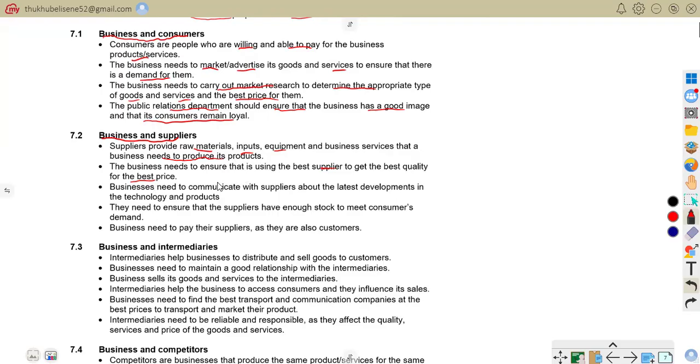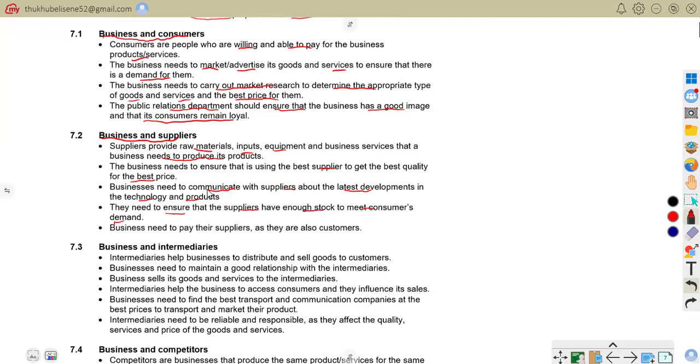So, for example, a shop chooses the supplier with the best quality, A plus. Business needs to communicate with suppliers about the latest developments in the technology and products. So business communicates with suppliers about new technology. For example, a printer company informs business about a new, faster printer. They need to ensure that the suppliers have enough stock to meet consumers' demand.